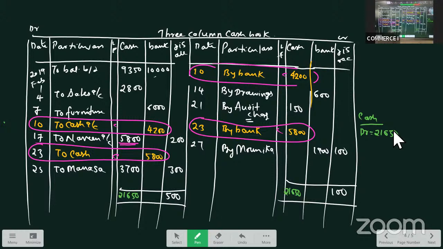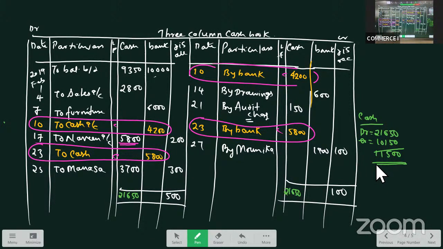Okay. What is the total on the credit side of cash book? 4,200, 5,200, 10,000, 10,150. Credit side total is 10,150. So what is the balancing figure? 11,500 is the closing cash balance.